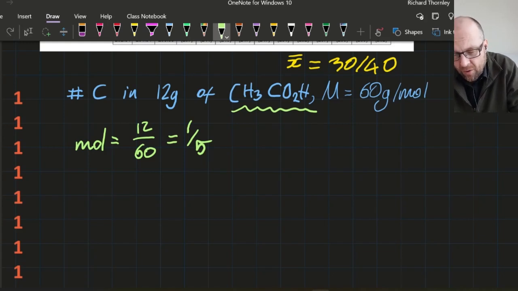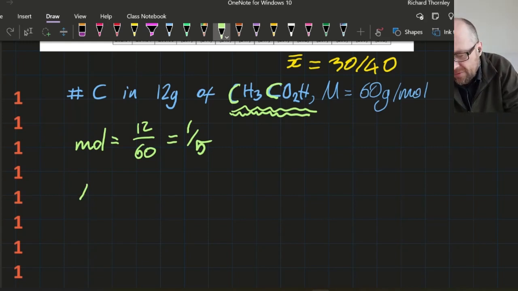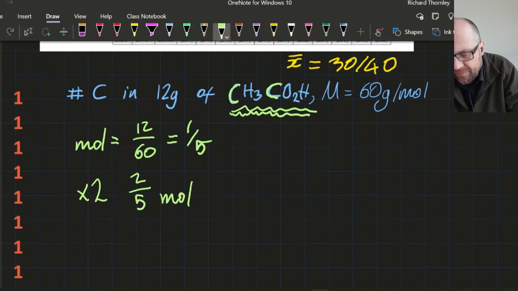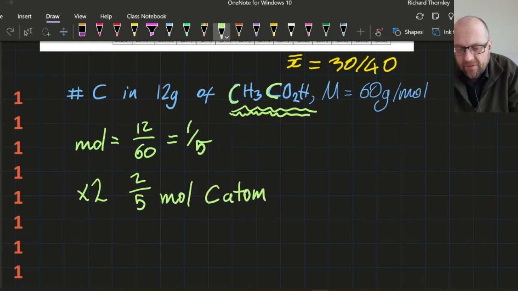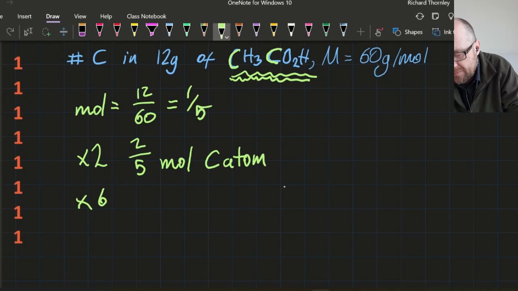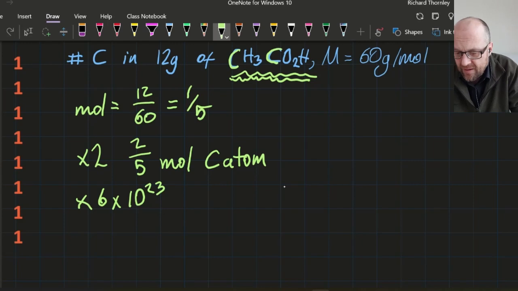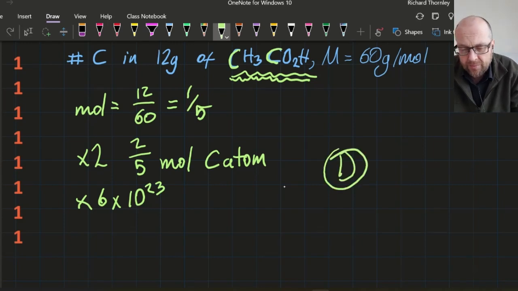Well, for every 1 mole of ethanoic acid, I'm going to have 2 moles of carbon because those carbons are in that molecule. So I'm going to double my number of moles here. So I've actually got 2/5 of a mole of carbon atoms. But that's not the answer because they want to know how many carbon atoms that is. So now I'm going to have to multiply that by 6 times 10 to the 23 to get the number of carbon atoms present. And so 2/5 of 6, what's that, 1.2 or 2.4? It's going to be D, isn't it? So 1 is D. Slow start.